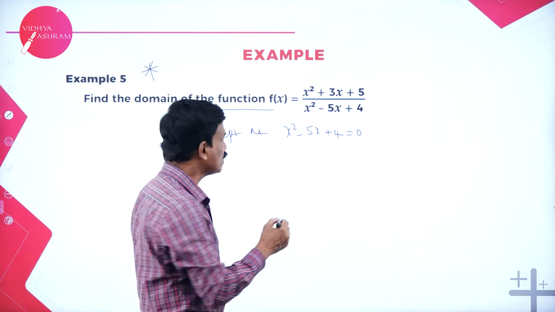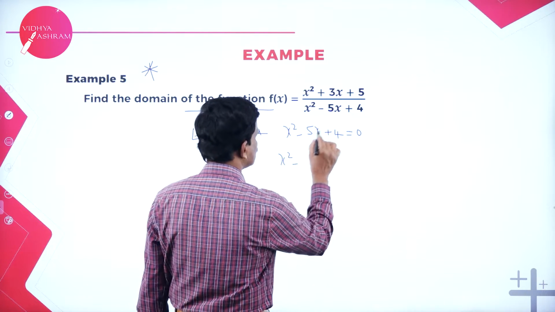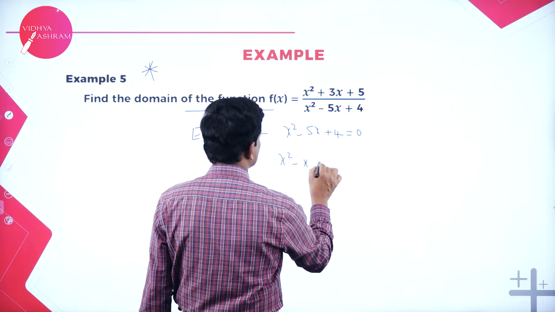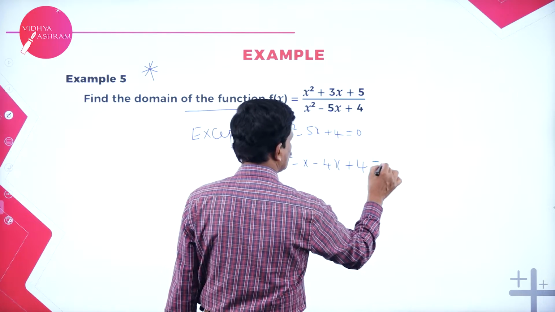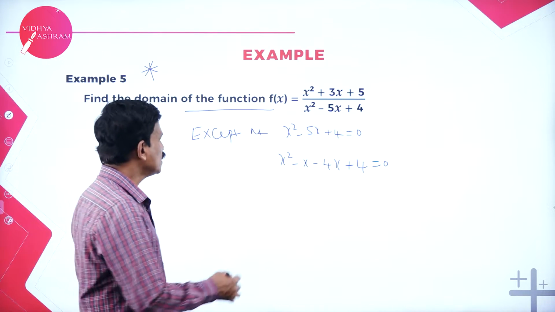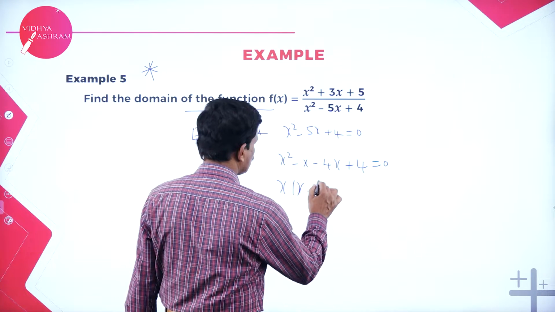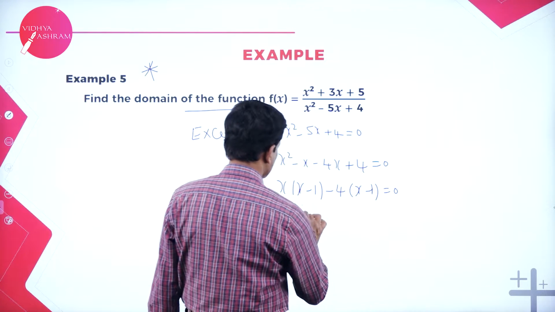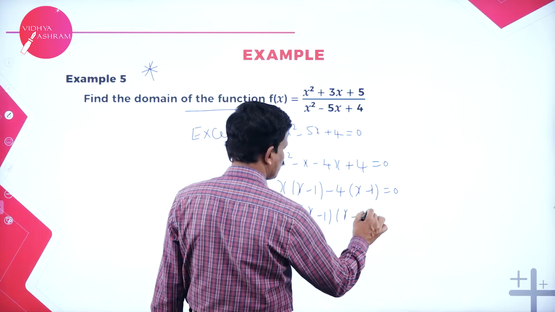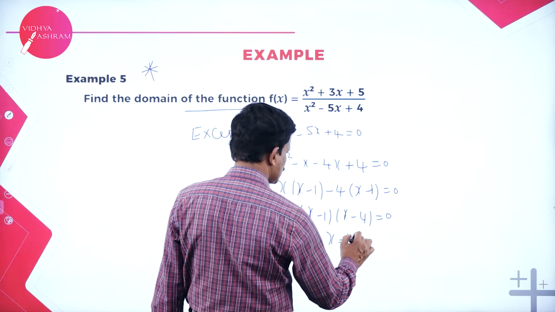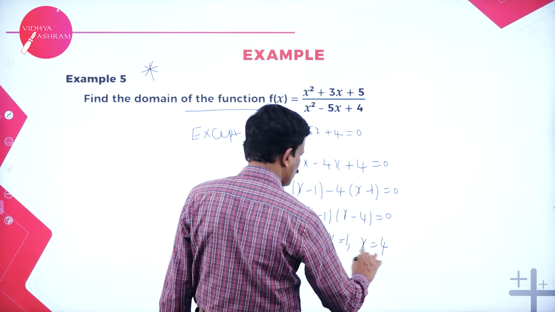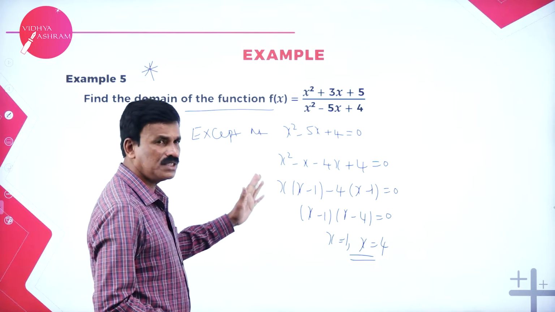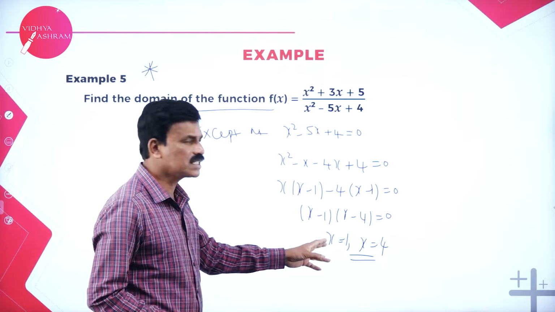The factors for this: x square minus 5x plus 4 can be written as x square minus x minus 4x plus 4 is equal to 0. Now, you can take x common, x into x minus 1, and here minus 4 common, x minus 1, is equal to 0. The factors are x minus 1 into x minus 4 is equal to 0. Therefore, x is equal to 1 and x is equal to 4. So, these are the values. So, the domain of the function is the set of all real numbers except 1 comma 4.